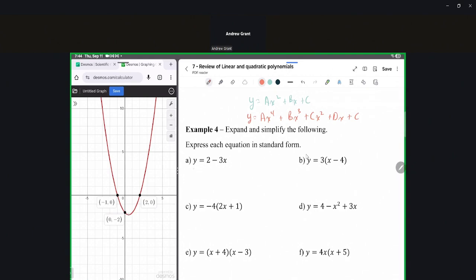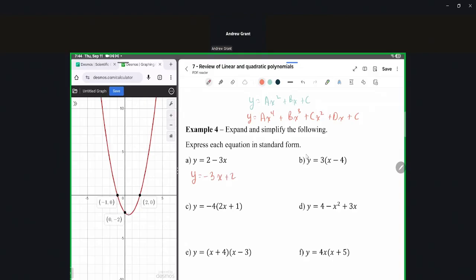So for A, we have y is equal to 2 minus 3x. So the position of those is backwards. So we can rewrite this as, in fact, I think I want to work in red for these. y is equal to negative 3x plus 2.